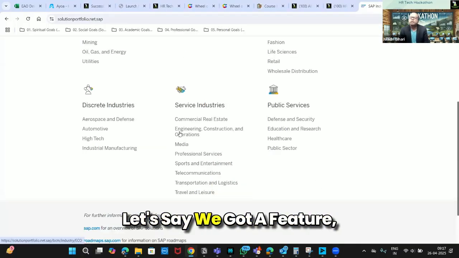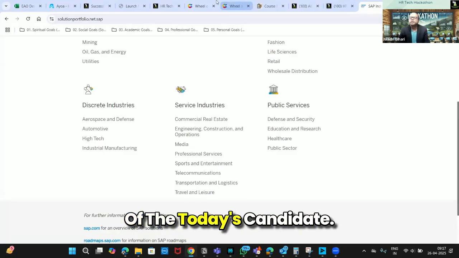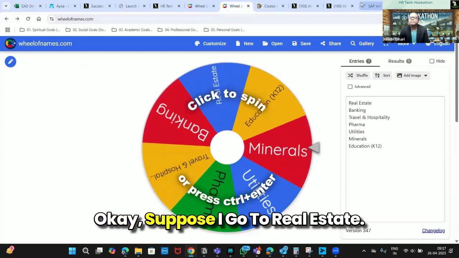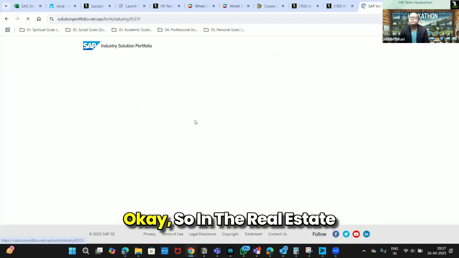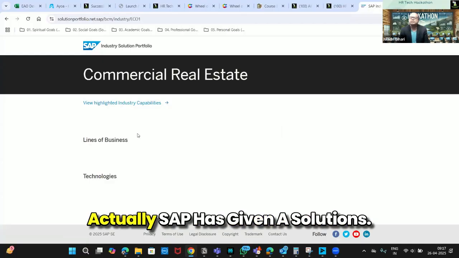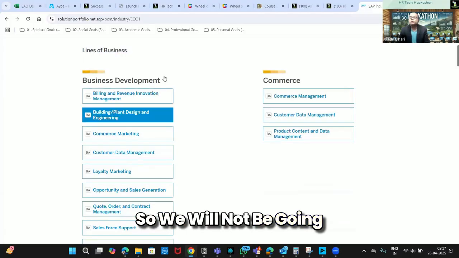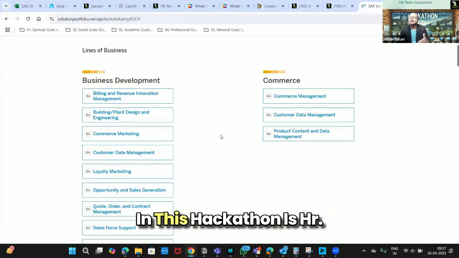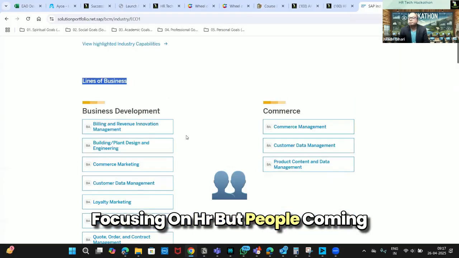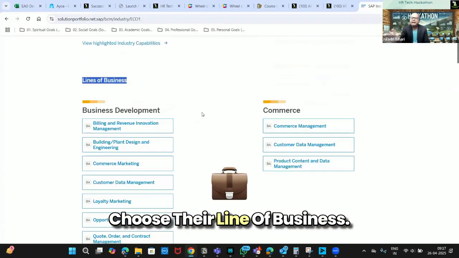Let's say we got a feature, say real estate. Okay, so real estate is one of today's candidate industries we are choosing. Suppose I go to real estate. In real estate I will be looking at the different areas where SAP has given us solutions. We will not be going to other modules, as our key interest in this hackathon is HR. So the line of business will be focusing on HR, but people coming from other modules can choose their line of business.